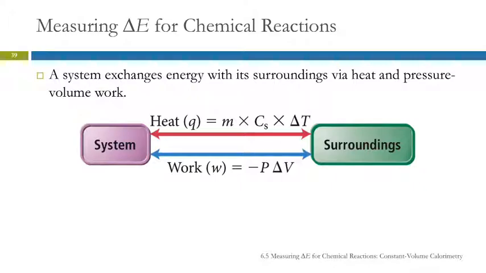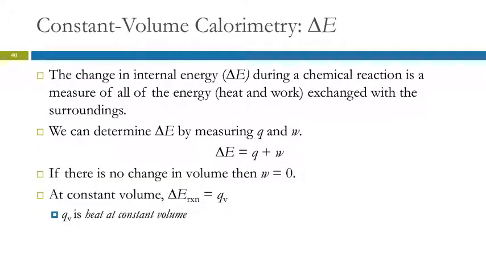All possibilities. So the change in internal energy, delta E, is the measure of all the energy that's exchanged between the system and the surroundings. So it's the heat plus the work. So delta E, the change in energy, is equal to Q plus W.